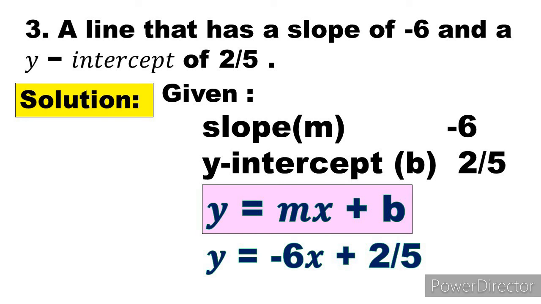And now we use the slope-intercept form, which is y equals mx plus b. Now let's substitute y equals, ang m is negative 6, then now we have negative 6x plus our b is 2 over 5. Therefore, the equation of the line is y equals negative 6x plus 2 over 5.